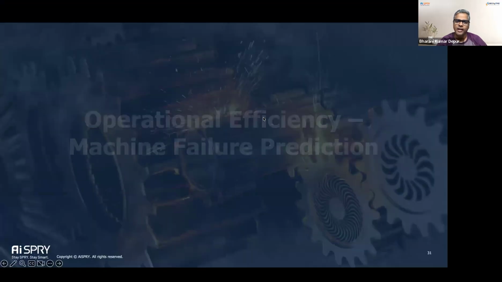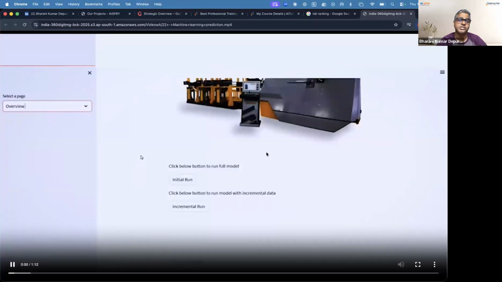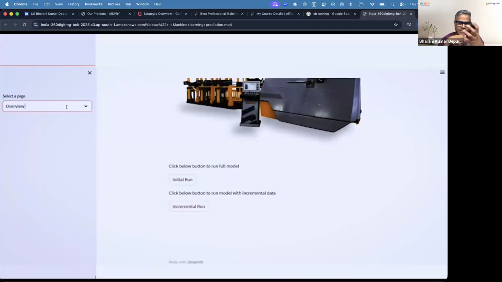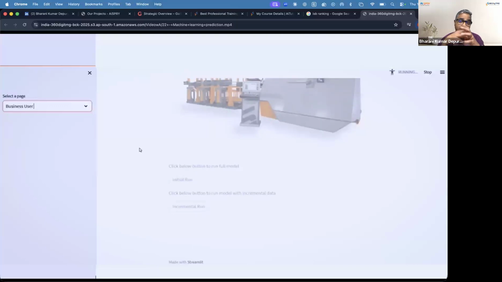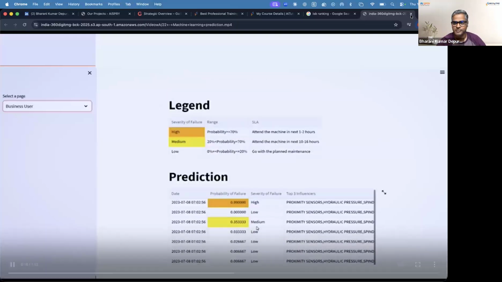Right. Then we also do projects for different other customers. One is, say, machine failure. You try to get the data from these machines, the sensor data, and then you can predict whether a machine will fail or not, when will it fail, what components will fail. You can do all those predictions.